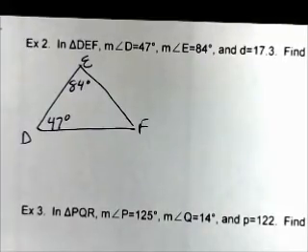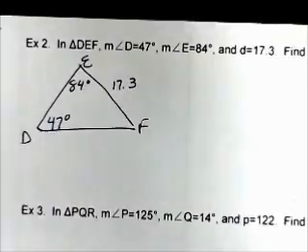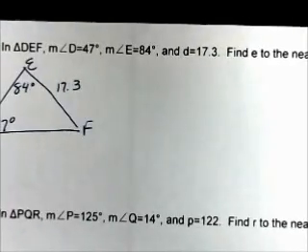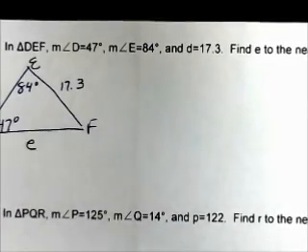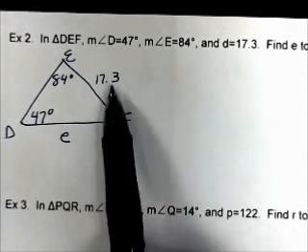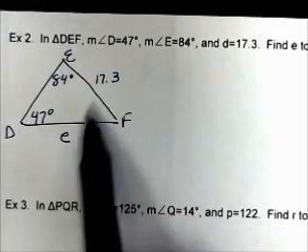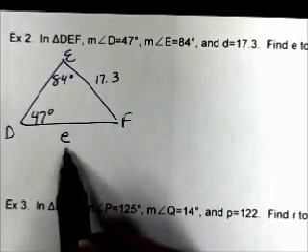And lowercase d is 17.3. So the side opposite angle D is 17.3. We want to find e, lowercase e, to the nearest tenth. Okay, well, what do we have here? We have our two sides, and we have the angles opposite them. So this is using law of sines.